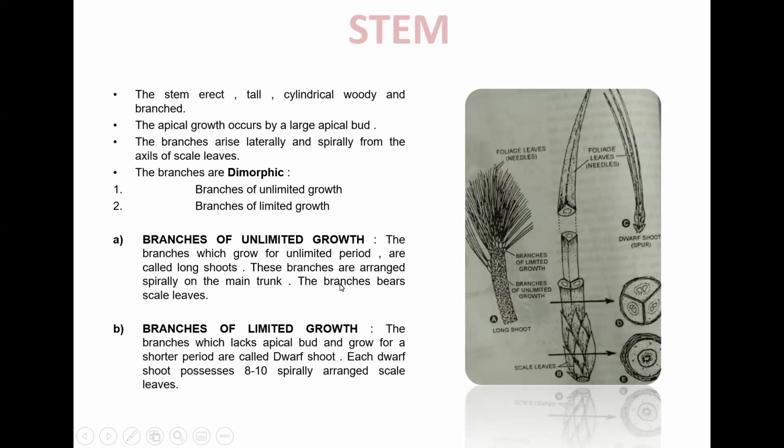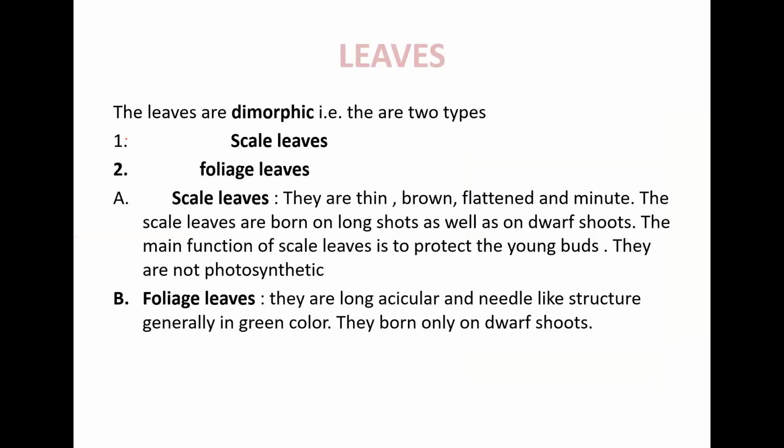On branches of unlimited growth and limited growth? Only on unlimited growth. I have shown you here, I'm just pointing here, I'm taking a pen so you can see. The branches bear the scale leaves. What are those branches? Here, these are the branches of unlimited growth. These branches bear the scale leaves. These scale leaves are very thin, brown in color, flattened and minute. These leaves are borne on the long shoots, not the short shoots, it is long shoots, as well as on the dwarf shoots, but basically they develop on the long shoots. And what is the main function of these scale leaves? Here, these are very thin and brown in color. Generally, leaves means what?